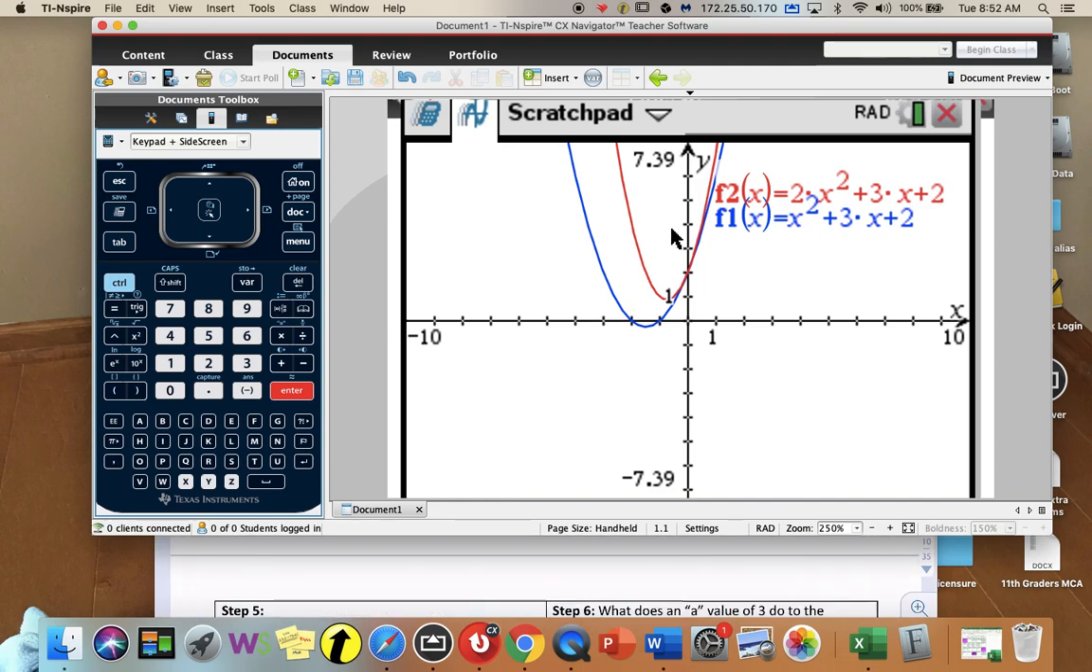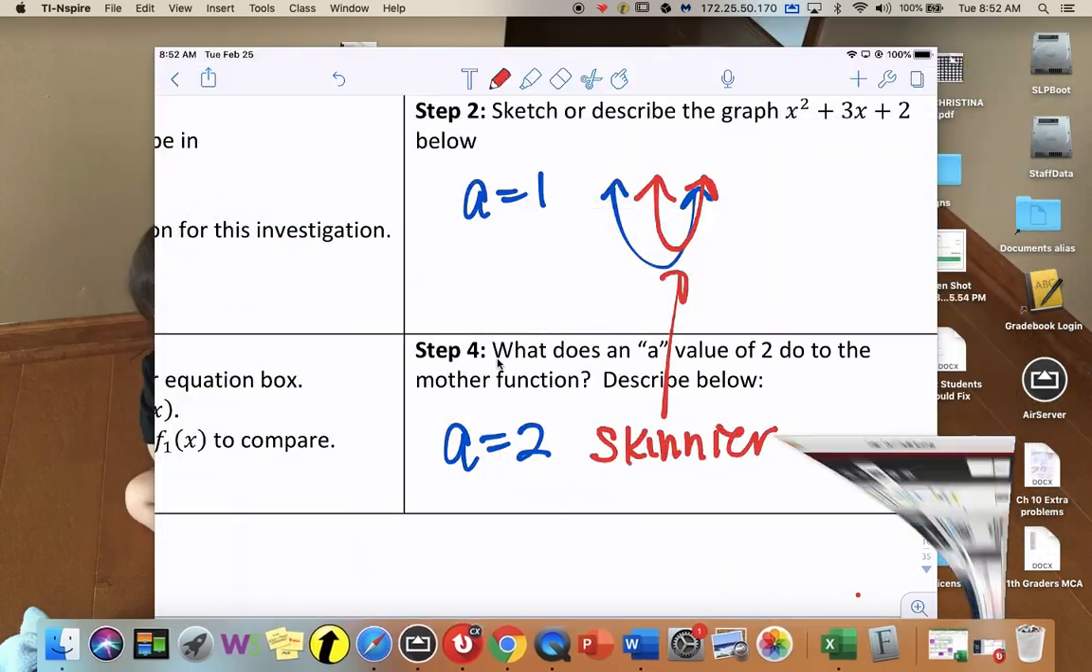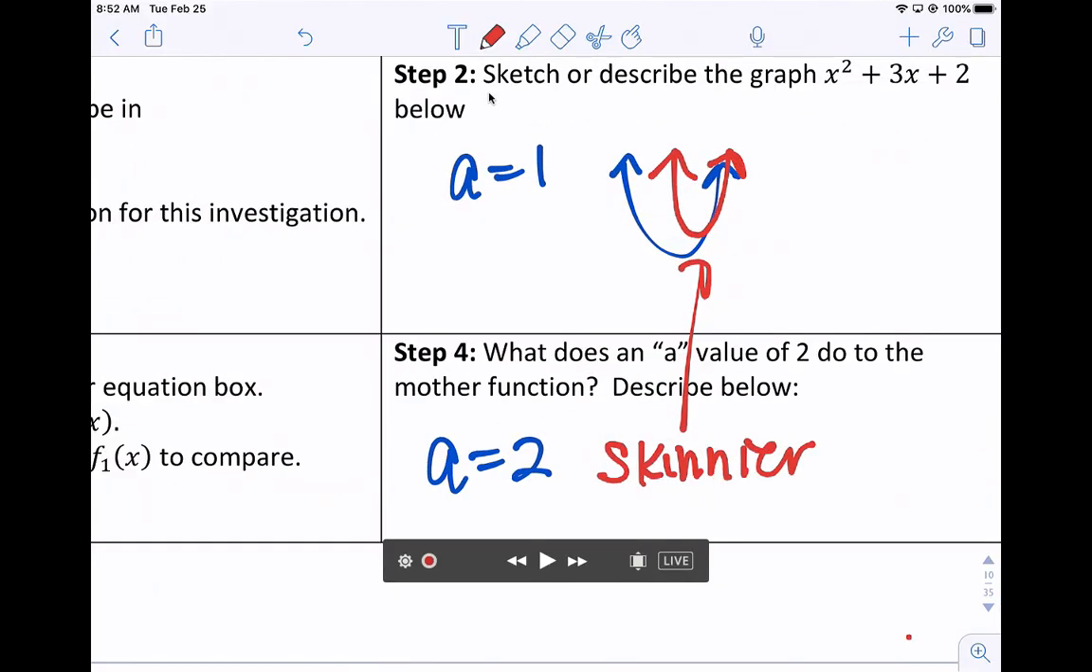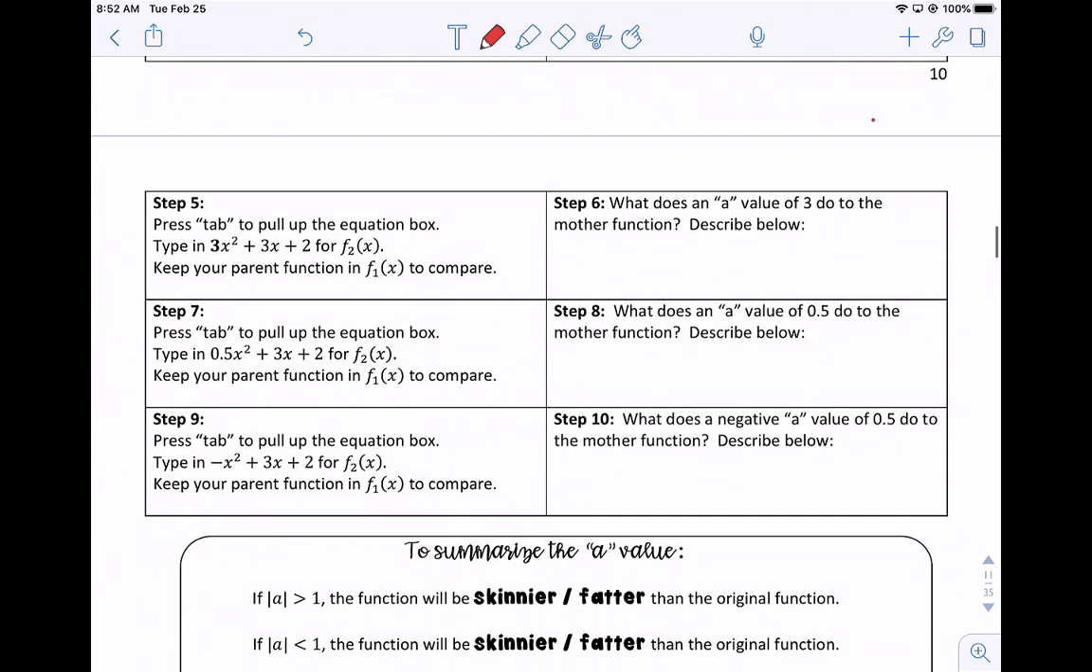Okay, so a equals 2. It got skinnier, and it also kind of moved up like this. So it got skinnier, a is 2 skinnier, and it moved up like that. Still a U-shaped up graph. Okay, let's take a look at the next part.